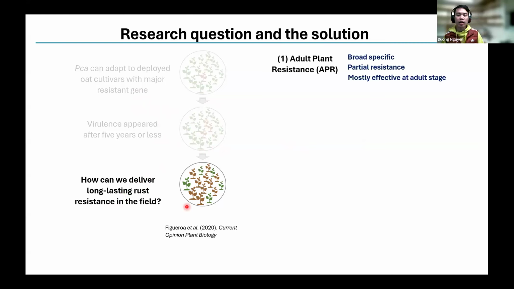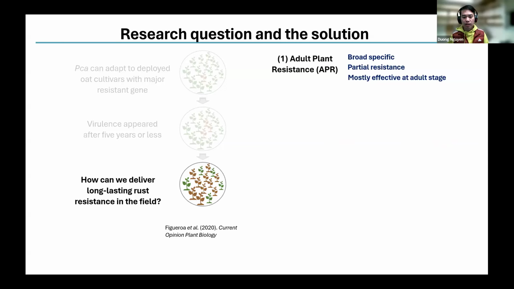And to do that, we have two different approaches. The first one is to study and make use of the adult plant resistance. Adult plant resistance seems to be more durable, provides a broader spectrum of resistance, and offers equally effective protection against all the pathogen races without discrimination.